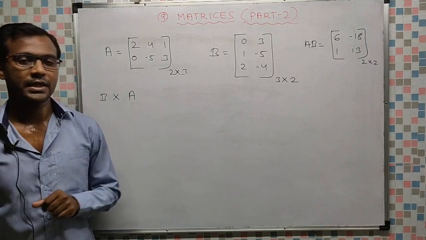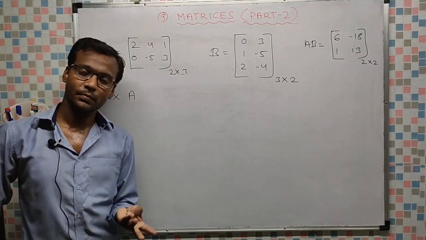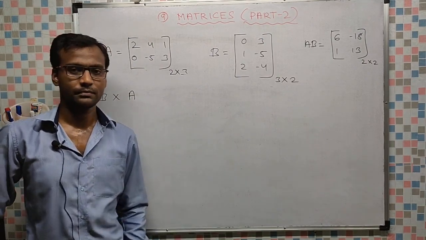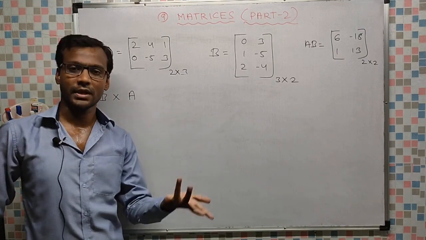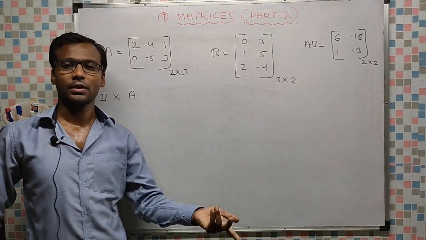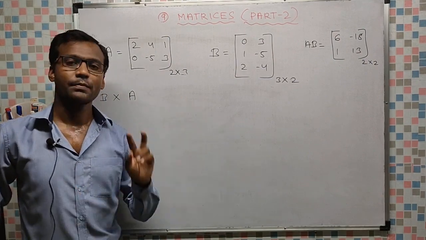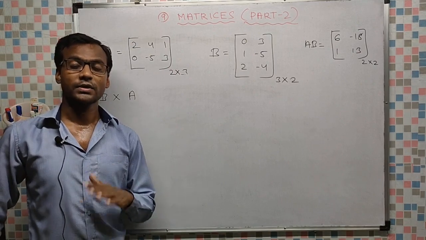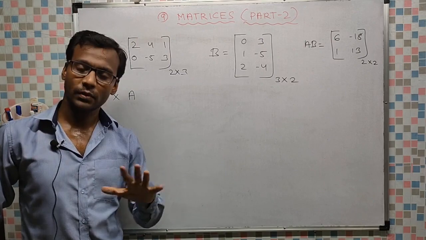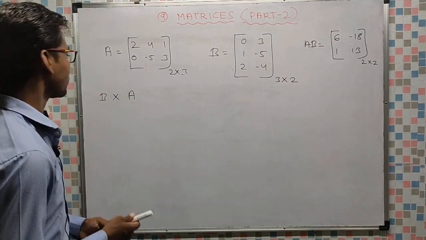Remember, in matrices, if A into B is possible, B into A may be possible, may not be possible. It is a little different from number system. In number system, if 2 into 5 is 10, then 5 into 2 is also 10. Means if x into y is possible, then y into x is also possible. But in case of matrices, it is different. If A into B is possible, we cannot say for sure that B into A is also possible. So you have to check according to the formula that I have given.